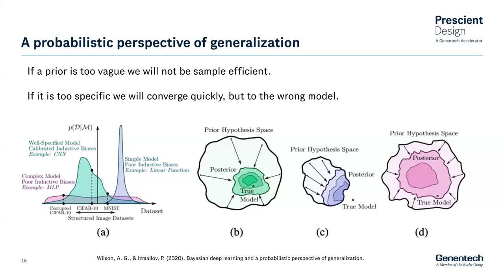And this is the criticism of black box methods, particularly purely sequence-based ones. But if it's too specific, yes, sure, you'll converge quickly, but you'll converge to the wrong model. And that's basically what's shown in this middle little blob here, is that because of, say, either an error in your assumptions or an error in the implementation, you've actually excluded the true model from your hypothesis space, and no amount of data will ever get you to the truth.